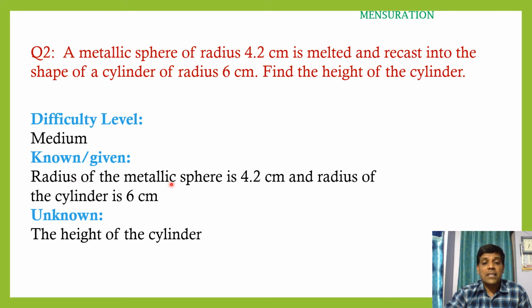The radius of the metallic sphere is 4.2 and the radius of the cylinder is 6 centimeters. So what is the unknown value? The unknown value is the height of the cylinder. Reasoning. Reasoning means which formula is suitable for the given question.